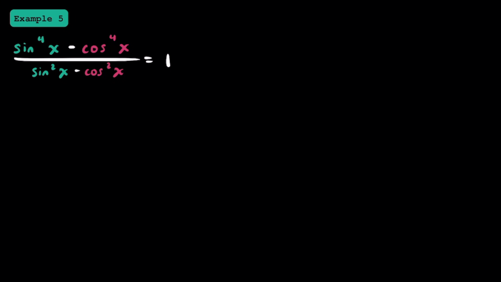And here's example 5, the last problem in this video. We have sine to the 4th power of x minus cosine to the 4th power of x over sine squared of x minus cosine squared of x is equal to 1. Let's simplify this left side to match the right side. While these trig functions raised to the 4th power are a little intimidating, try not to overthink them too much.